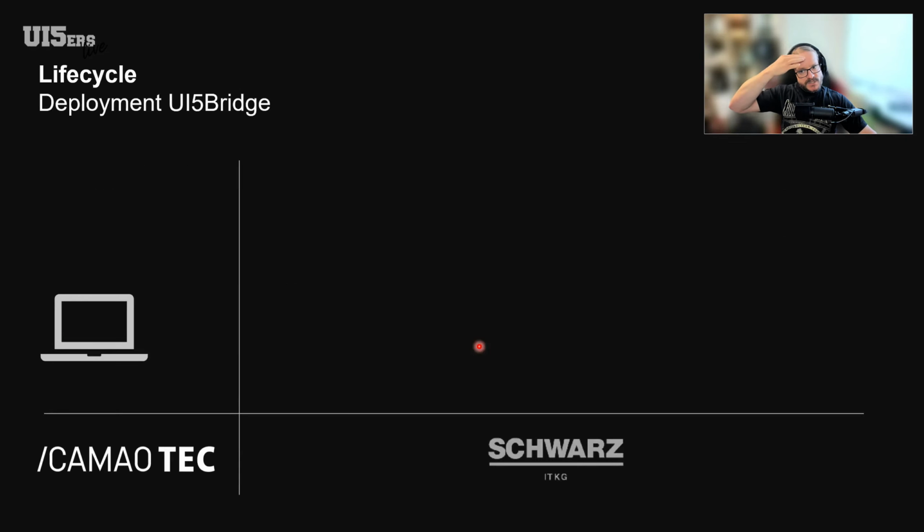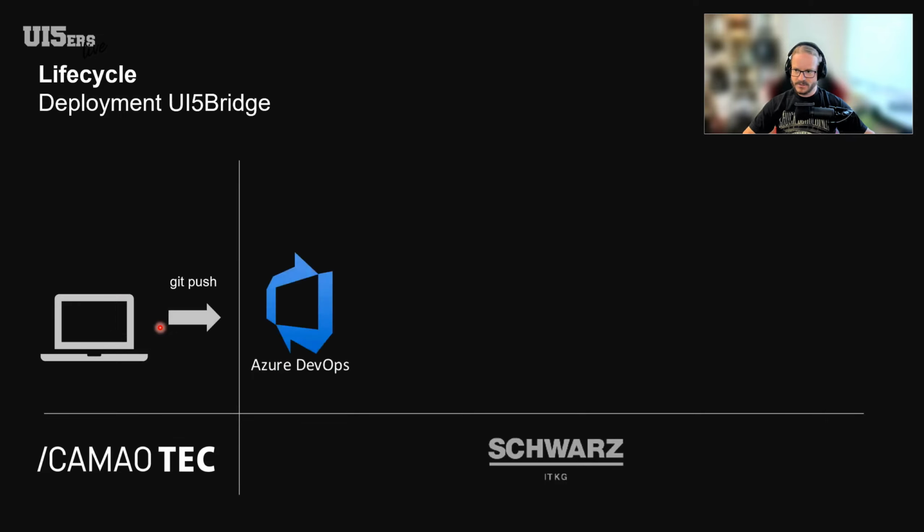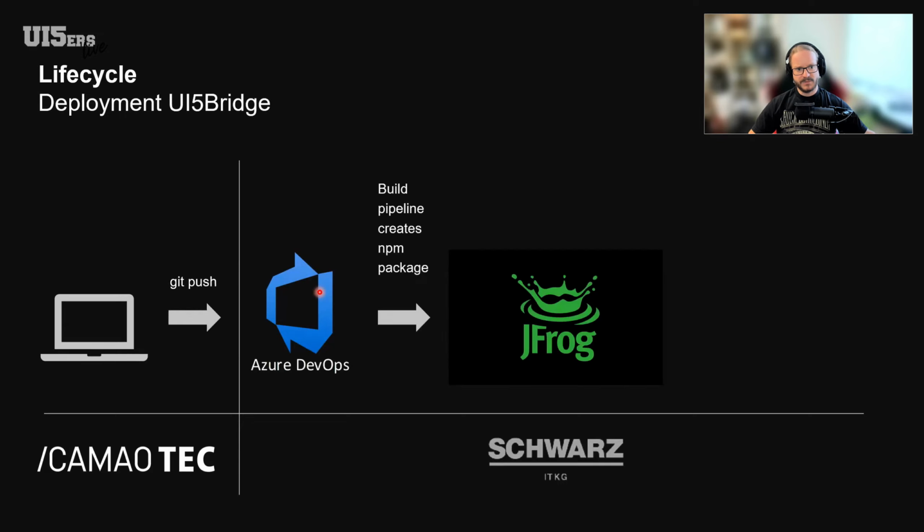And another bit for the lifecycle is the deployment of the bridge itself. So usually we have the development on our side, and when doing just a simple push, on the other side, we have the DevOps stuff. Here we have a usual build pipeline that does the linting, the testing, and creates an NPM package, which is then deployed to the JFrog Artifactory.